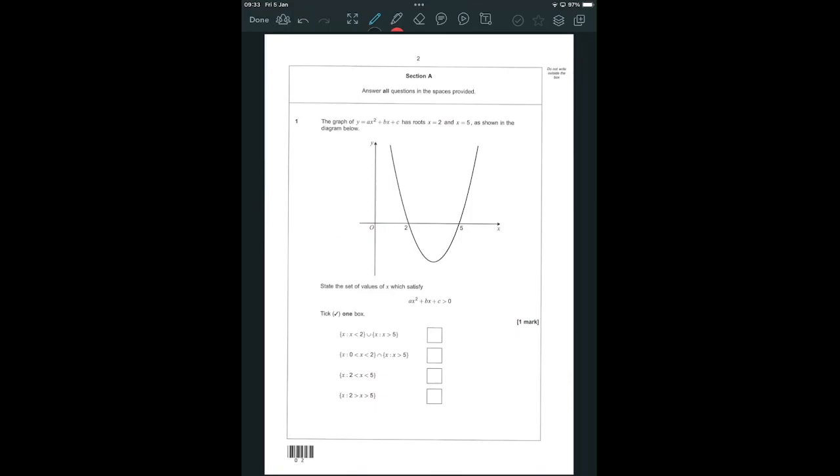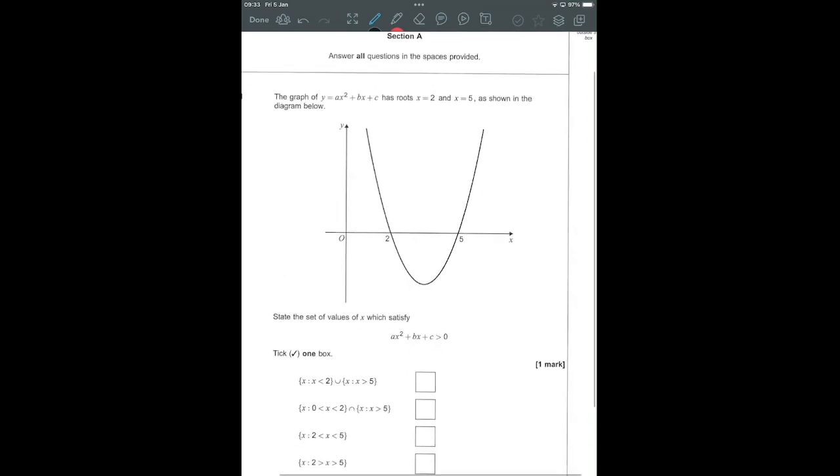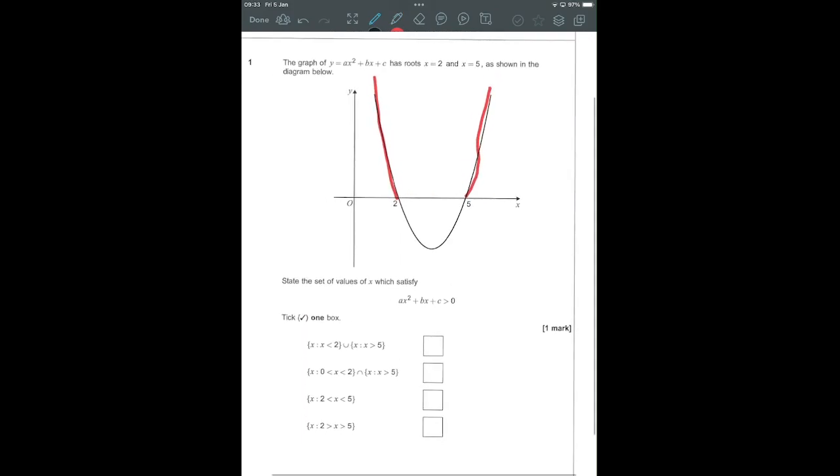Straight in with our multiple choices. We have a graph, a quadratic, with roots shown in the picture. We want to find the set of values which satisfy that quadratic being positive. Well, the part of the quadratic which is positive are those two sections, so we need to describe those as inequalities. It's a strict inequality, so our answer needs to be strict. Well, that side's when x is greater than 5, that side's when x is less than 2. They're two separate branches, so I'm looking for the one which has two separate branches, which is that one there.